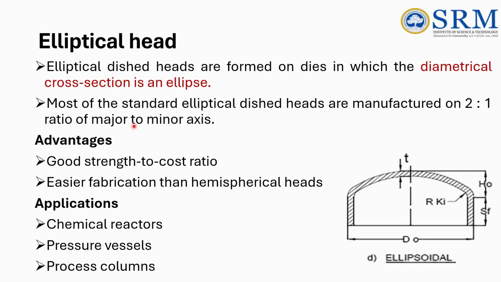Coming to the elliptical head, these are formed on dies, which have a diameter cross section of an ellipse. So you have a ratio of major to minor axis of 2:1. What is the advantage? It has a good strength to cost ratio and easier fabrication than hemispherical heads. It is used in chemical reactors, pressure vessels and process columns.